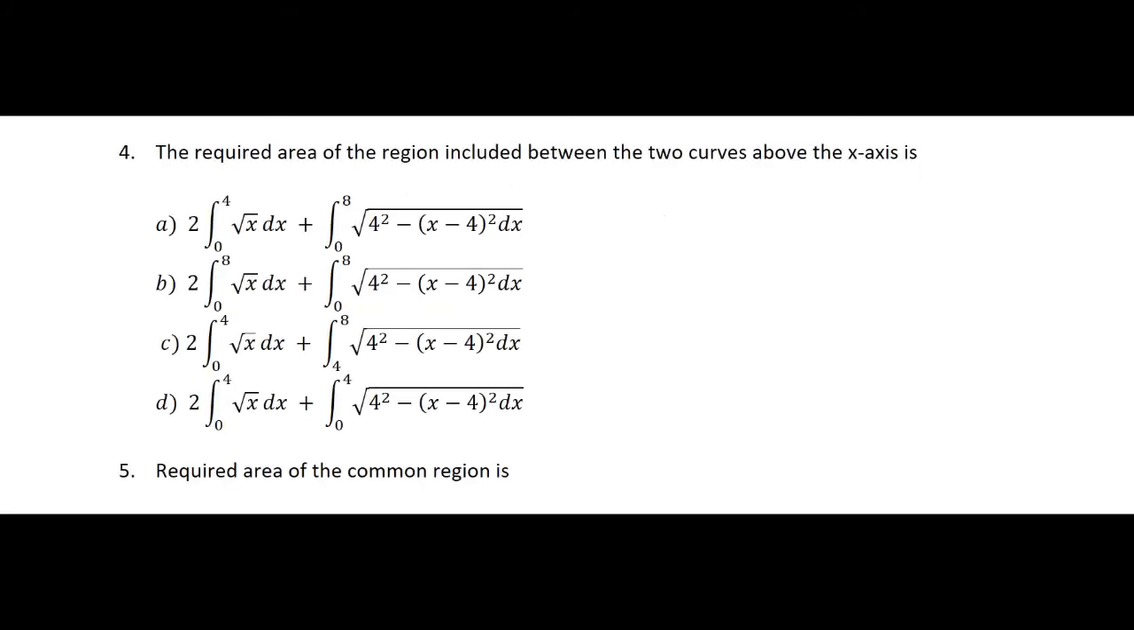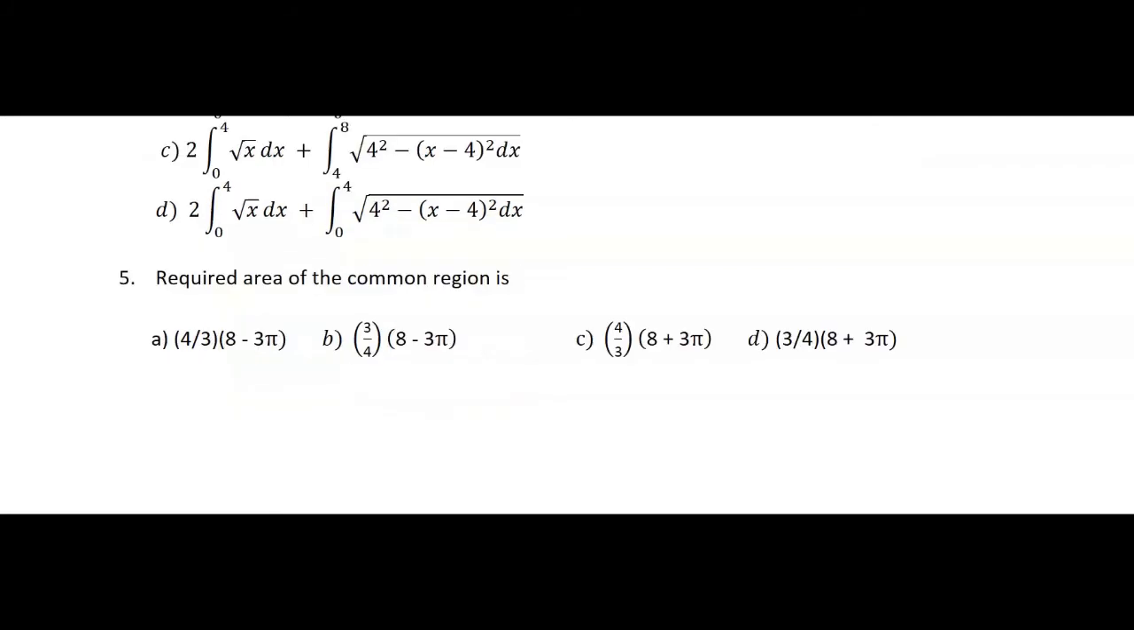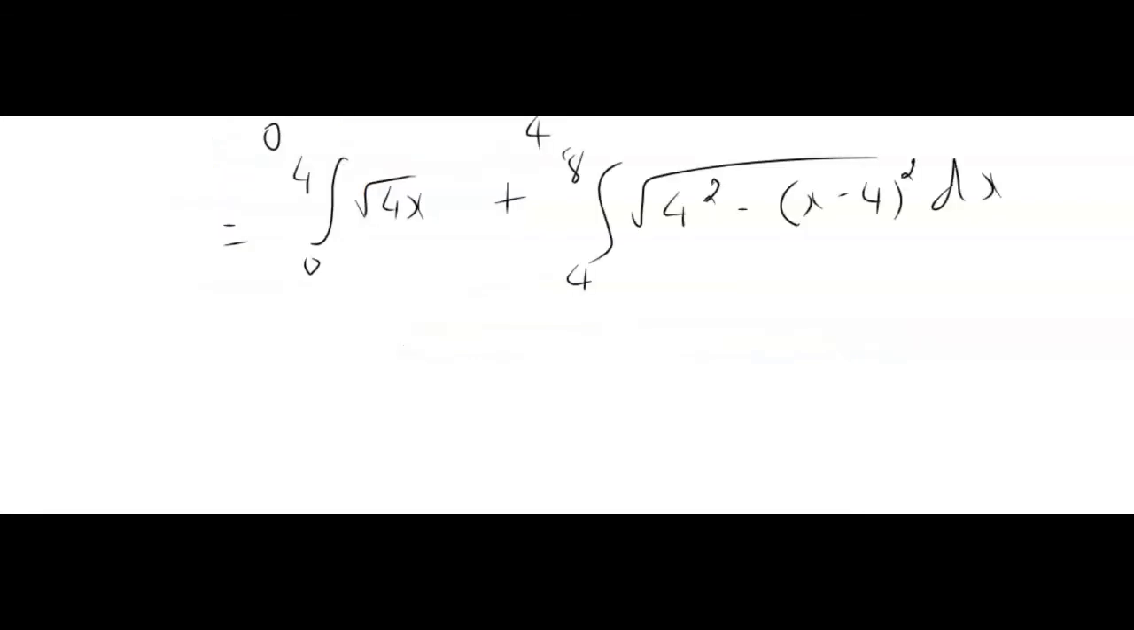Right. Now coming to the last question. The required area of the common region is: A, 4 by 3 times 8 minus 3 pi; B, 3 by 4 times 8 minus 3 pi; C, 4 by 3 times 8 plus 3 pi; D, 3 by 4 times 8 plus 3 pi. Let us solve this. Now since we know the equation, we have framed the equation now. Now let us solve this.